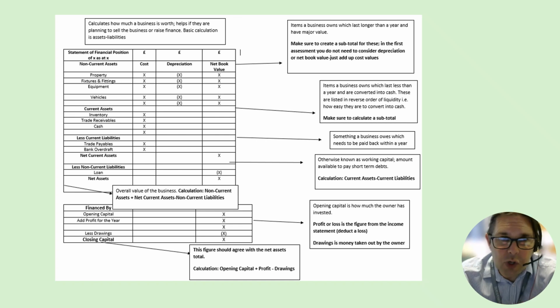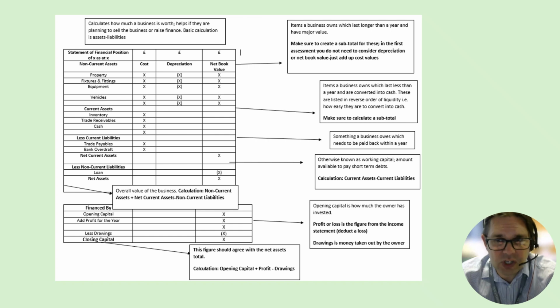So we start with what we call non-current assets. So any asset is an item that a business owns that has financial value. So when we look at non-current assets, we're looking at large value items. So assets that will last for longer than a year but have a significant financial value. So here we have like property, fixtures and fittings like furniture, equipment and vehicles, but it doesn't have to be those. You can have computers. It completely depends on the business as to how they want to classify those.